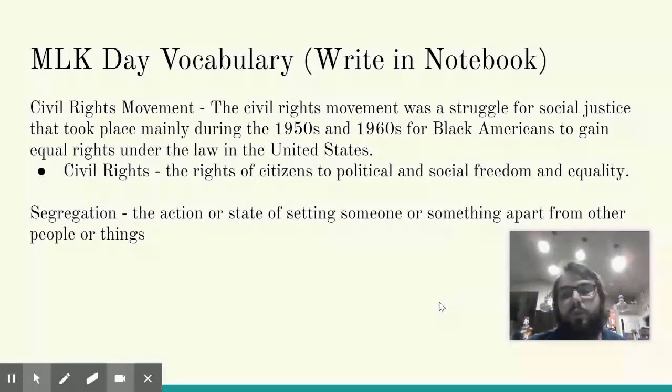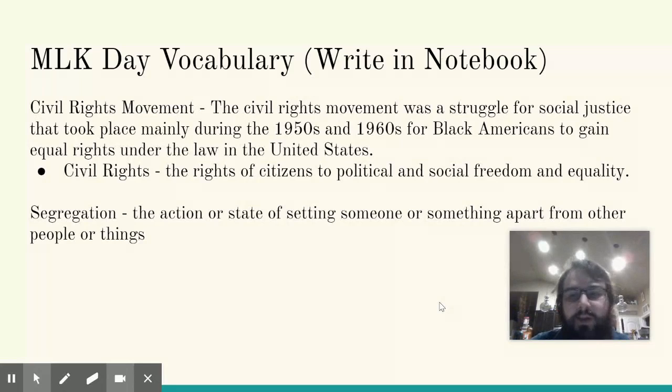And so the Civil Rights Movement was a movement of many Black people in America, particularly several leaders, including Martin Luther King Jr., fighting for those rights. So what are civil rights? Just to clarify for you, it's the rights of citizens to political and social freedom and equality.